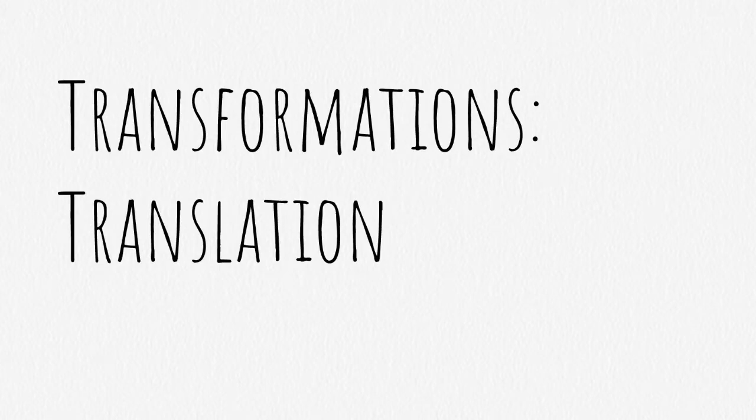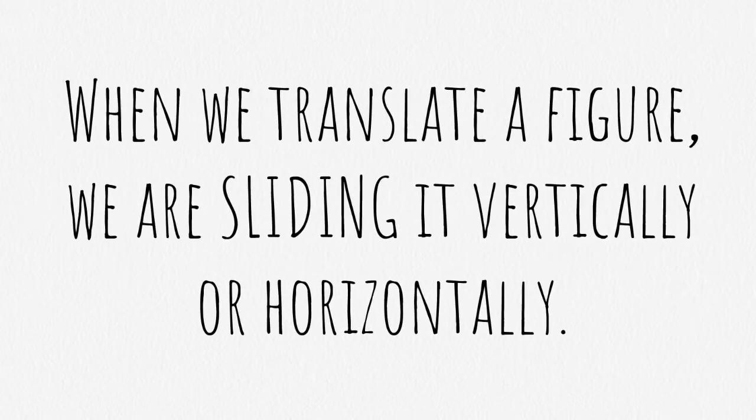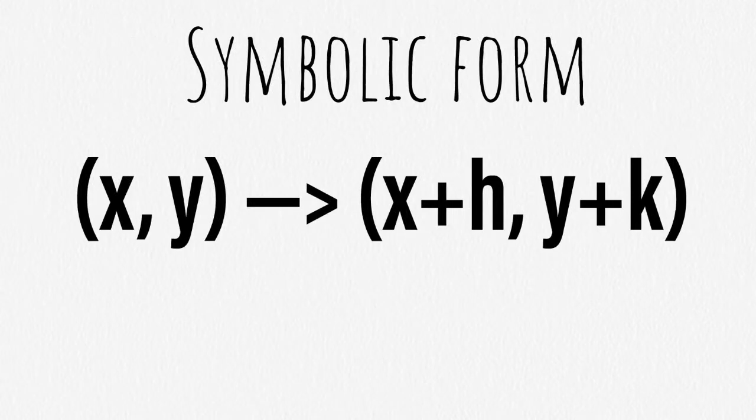The second transformation we're going to learn about today is translation. When we translate a figure, we are sliding it vertically or horizontally on a plane. The symbolic form is as shown. (x, y) stands for the preimage point. The arrow means that we are mapping or moving those points. (x + h, y + k) is how we're moving the preimage points to get our image points.